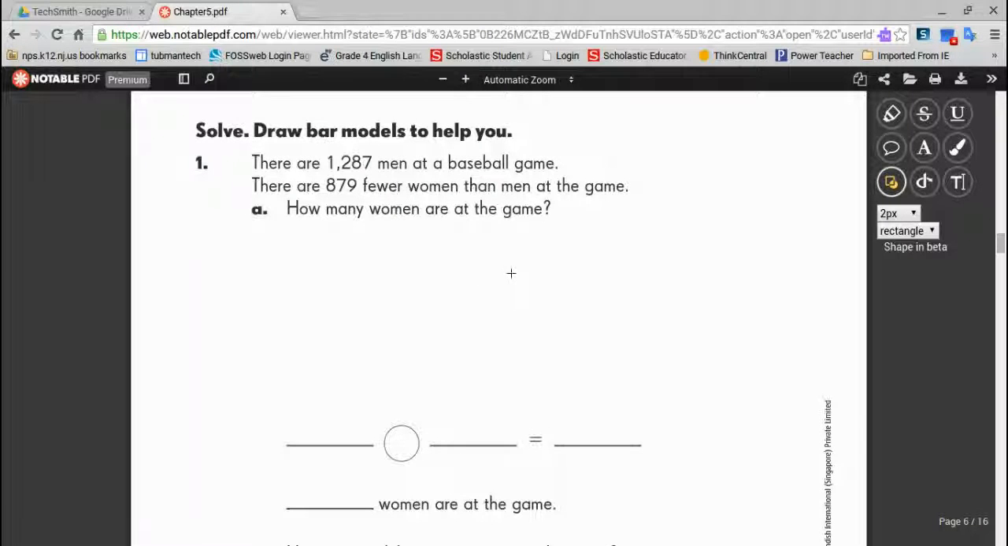This is page 78. Solve. Draw bar models to help you. There are 1,287 men at a baseball game.